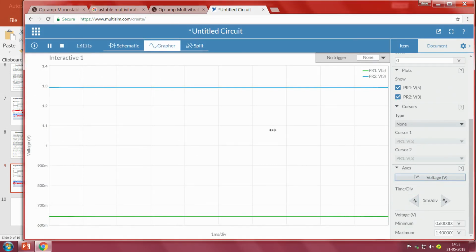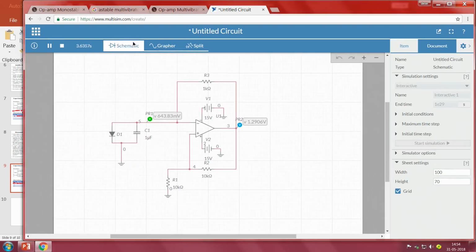So, what is happening? Which is red, which is green? Green is nothing but the input. This is the voltage across the capacitor, and this is the output voltage. Now, when we see the output across the capacitor, it is only 643.83 milli, approximately 0.7 volts. That is the diode cutoff voltage.